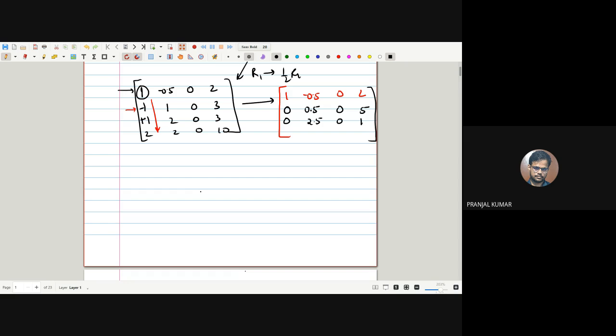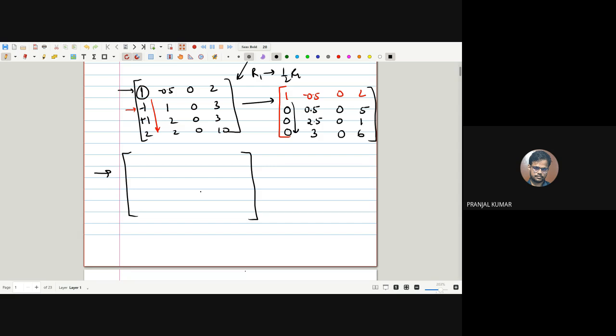Okay, then I'm going to subtract 2 times row 1 from row 4. So this will become 0. Then this will become 3, right? Because I'm subtracting 2 times of row 3. So this will become 3. Then this will become 0. Then this will become 6. Okay, so I've converted all of these to zeros here.